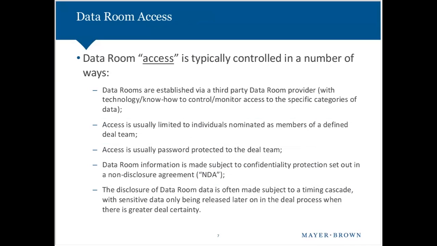Importantly, and taking into account the principle of proportionality in antitrust, or the question of whether there are less restrictive means, the disclosure of data room data is often made subject to a timing cascade, with sensitive data only being released later in the deal process when there's a greater deal certainty, a greater likelihood of signing and closure of the deal.